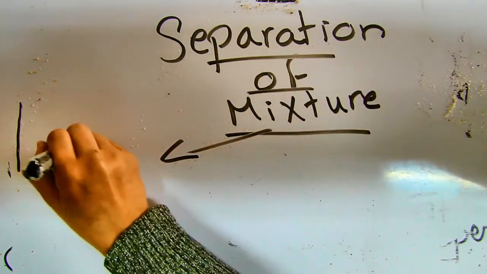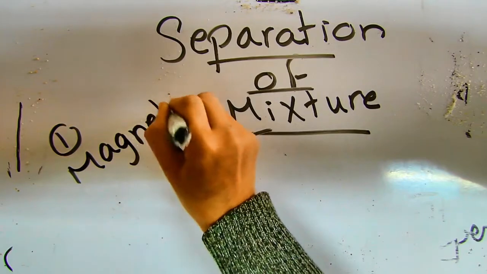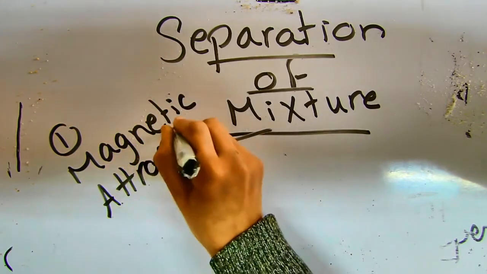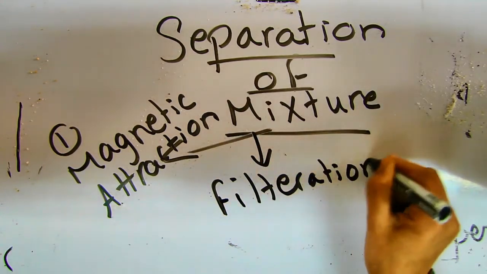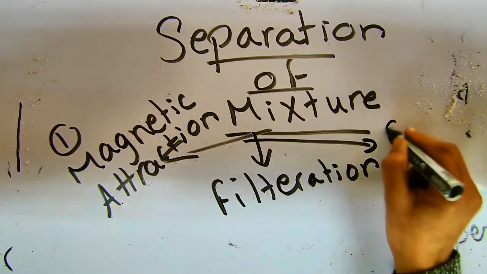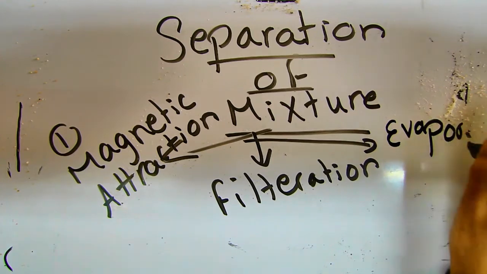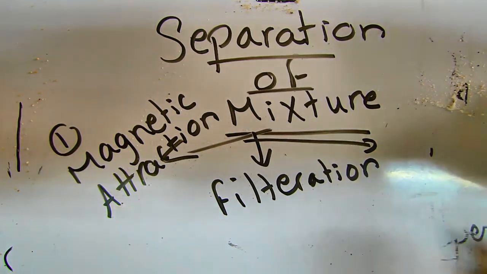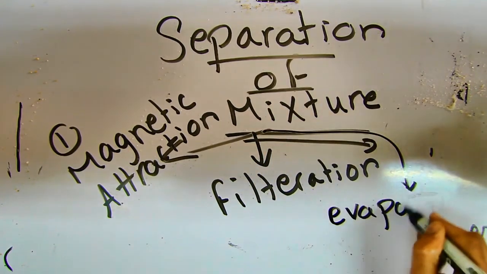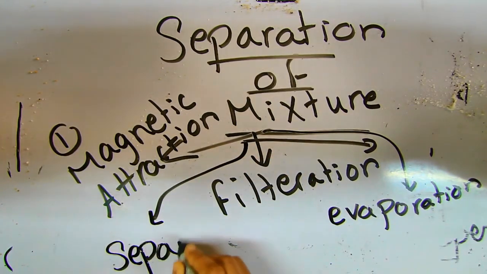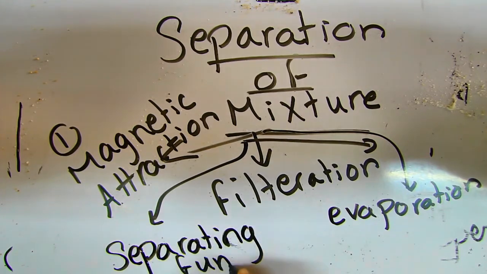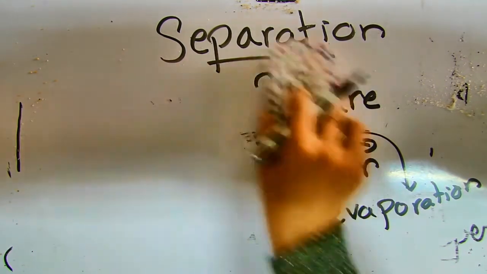We have different ways. Number one, magnetic attraction. Number two, filtration. Number three, evaporation. Number four, separating funnel. We're going to discuss every one separately. Magnetic attraction first. How do we separate the mixture by using magnetic attraction?